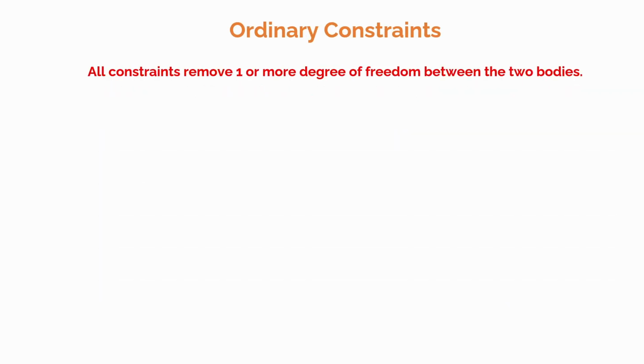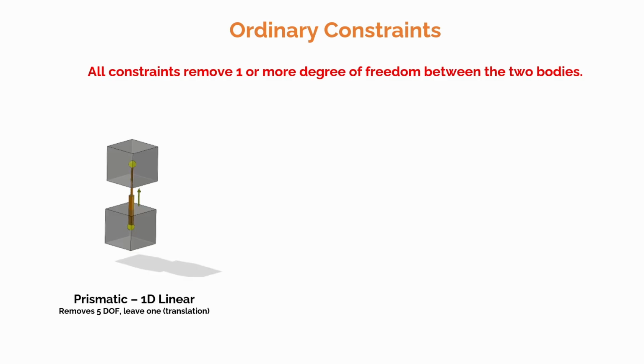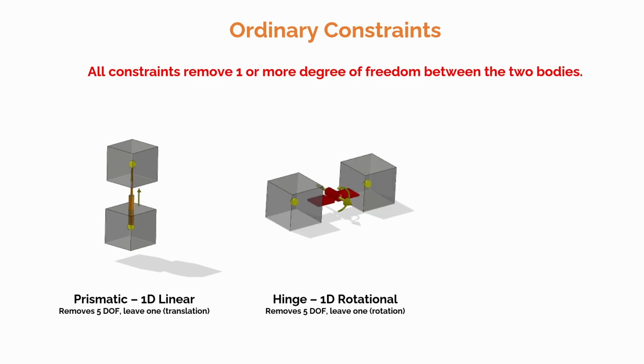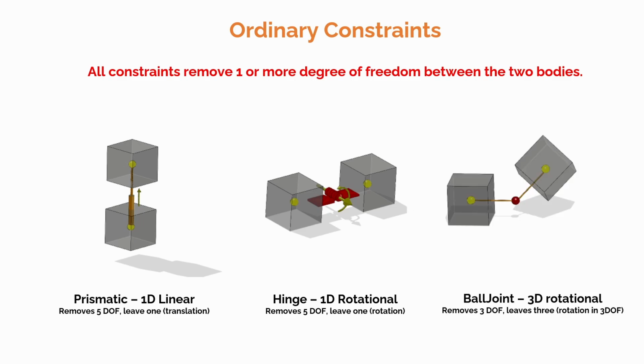Now, we have ordinary constraints, and they usually remove one or more degrees of freedom between the two rigid bodies. So, for example, a prismatic removes 5 degrees of freedom and leaves 1, which is translation. We have hinge, which is a rotational joint. It removes 5 degrees of freedom and it leaves 1, which is a rotational axis. We have ball joint, which removes 3 degrees of freedom and leaves 3, the rotation between two rigid bodies. Now we have more constraints also that we'll bring up later.